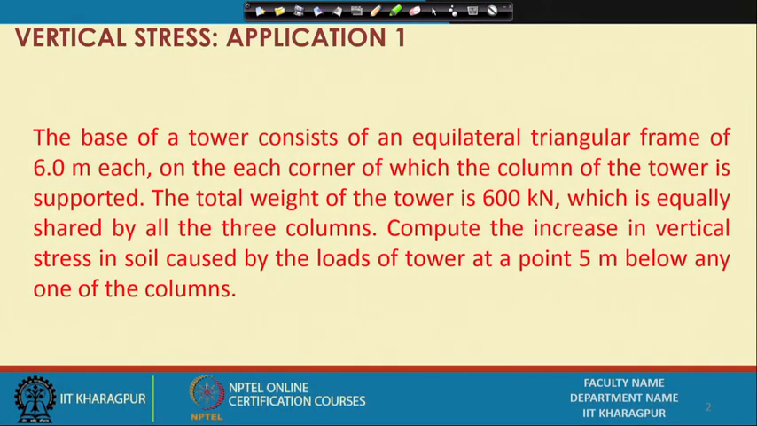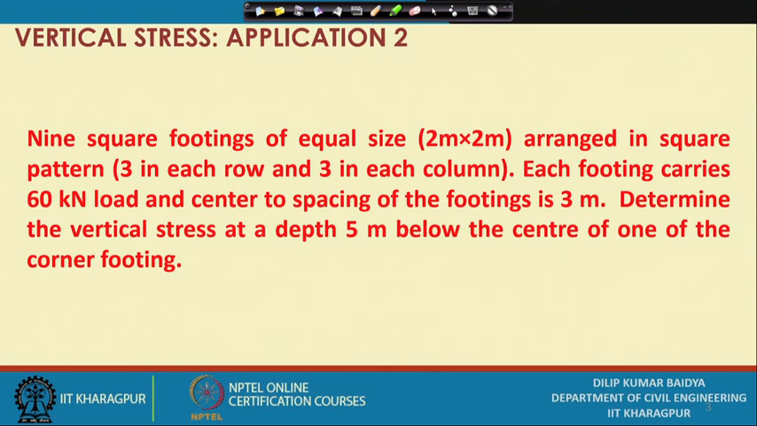second one, 9 square footings of equal size, that is 2 meter by 2 meter, arranged in a square pattern, 3 in each row and 3 in each column. Each footing carries 60 kilonewton load and the center to center spacing of the footings is 3 meter. Determine the vertical stress at a depth 5 meter below the center of one of the corner footings.